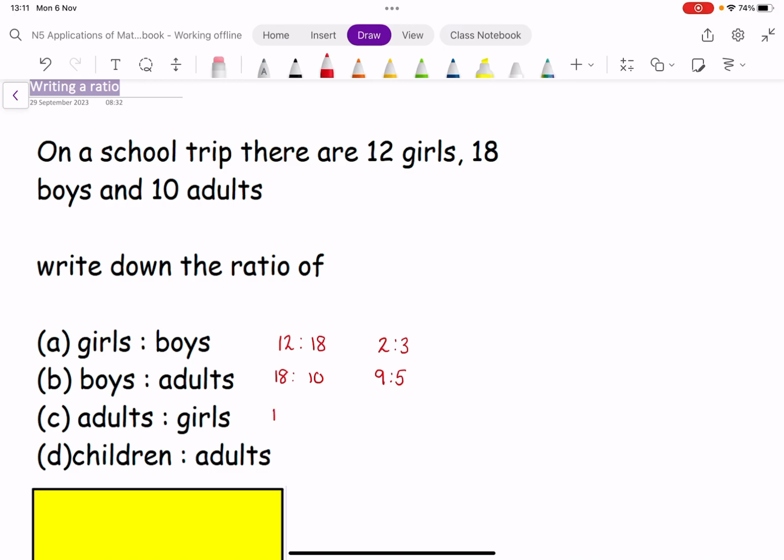Adults to girls, so 10 adults, 12 girls, again in the 2 times table, so that would become a ratio of 5 to 6. And then a ratio of children to adults, so children altogether would be 30, boys and girls, 10 adults. So if we divide them both by 10, we'd get a ratio of 3 to 1.